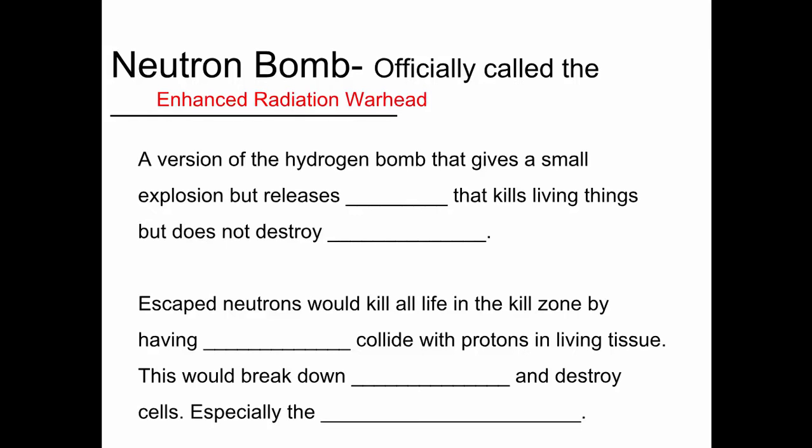Let's finish up with this slide. There's also something called a neutron bomb. It's basically a version of a hydrogen bomb that doesn't produce a huge explosion, but does release a large amount of radiation. So it kills living things, but does not completely destroy all of the buildings like the fission bomb did. That's because the neutrons collide with protons in living tissue. They break down chromosomes and destroy cells, especially in our nervous system. So this is a deadly bomb that doesn't have the same sort of explosive capability that the other bombs have.